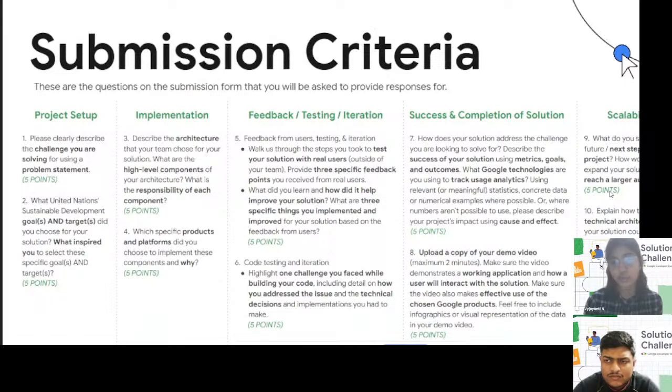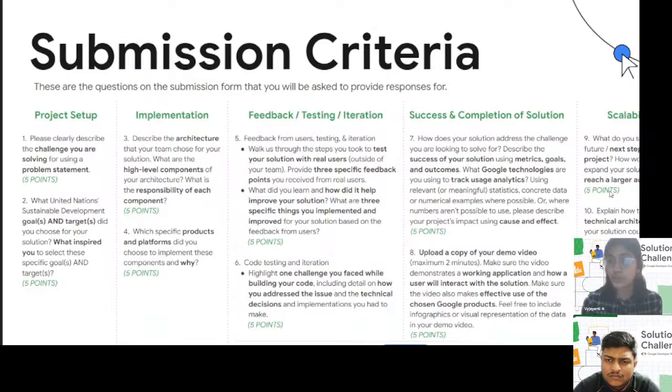Next question is, upload a copy of your demo video. So this is the main important thing in your entire 10 questions. I'll also show you how you need to make a demo video, what things should be included in that. So this is the important question where you're going to upload your video on YouTube, copy the link, and then paste it in the Google form. I'll just tell you how you need to make the video at the end of the session.